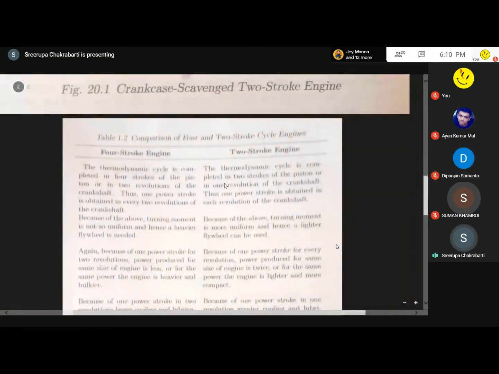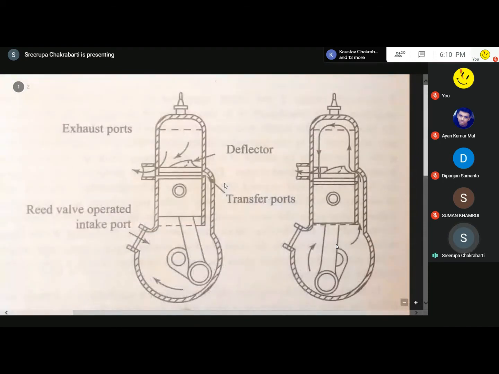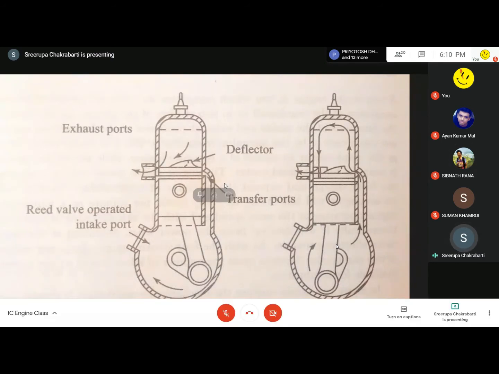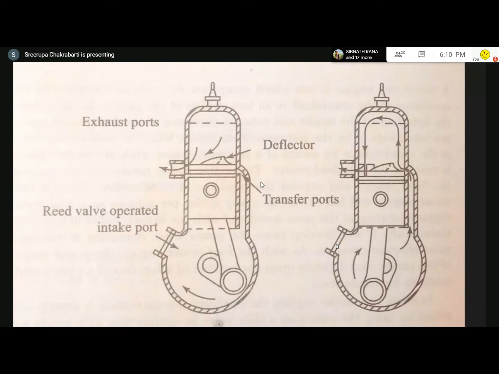Good evening, sir. Today we are going to discuss the two-stroke engine. Actually, the last day we discussed four-stroke engines, the actual pressure-volume indicator diagram, and also the valve timing diagram. I think you can remember. I've given you three questions on that, and we discussed those answers also.